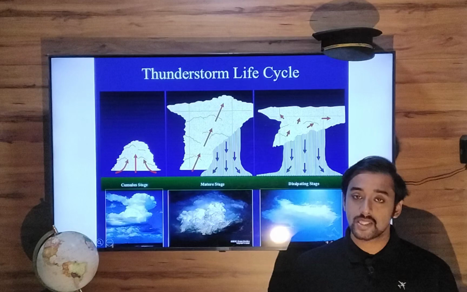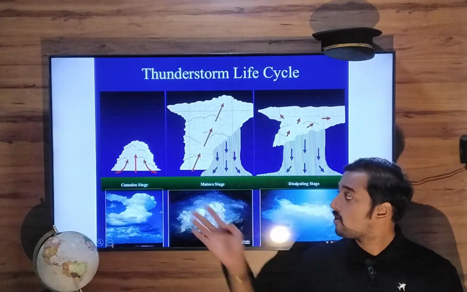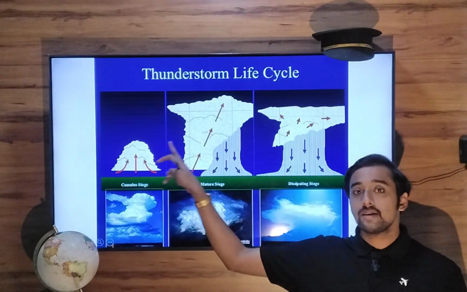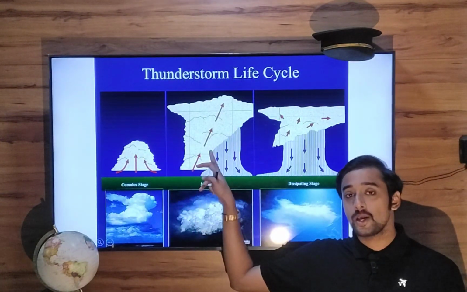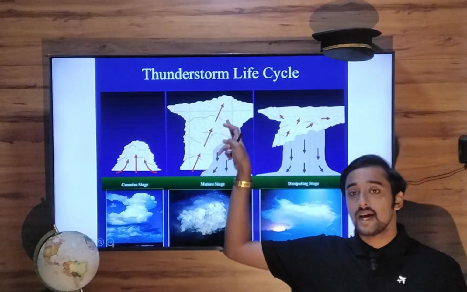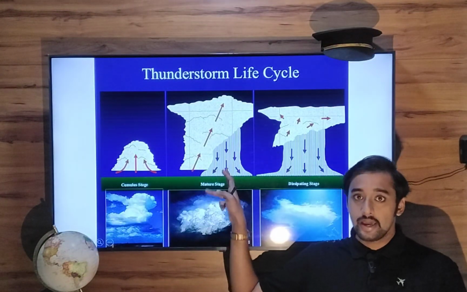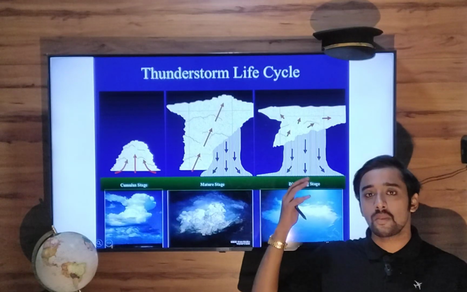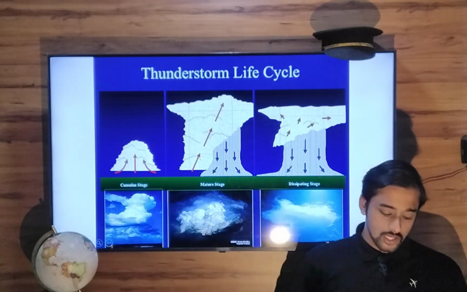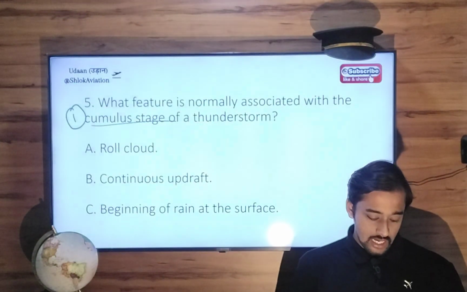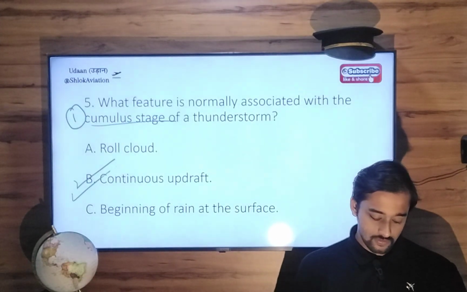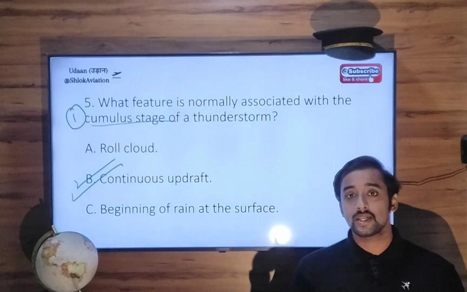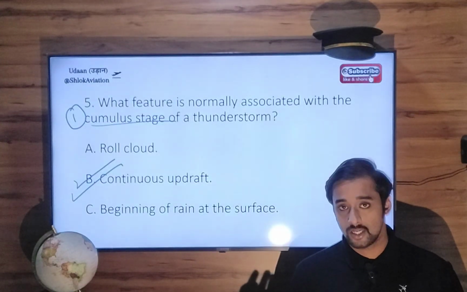And in this cumulus stage, you have predominance of updrafts. At mature stage, you have availability or presence of both updrafts as well as downdrafts. Okay. In the dissipating stage, you only have downdrafts. You have predominance of downdrafts. So remember this. So cumulus stage is continuous updraft. Okay, continuous updraft. Beginning of rain at the surface is a sign of mature stage of thunderstorm.